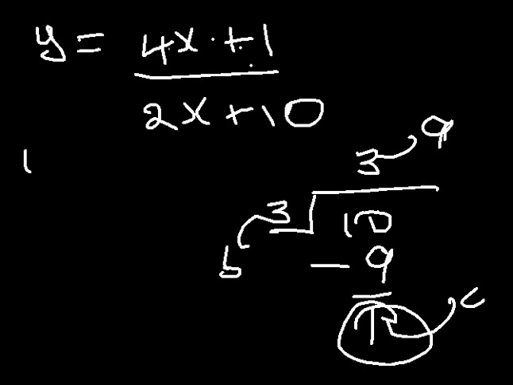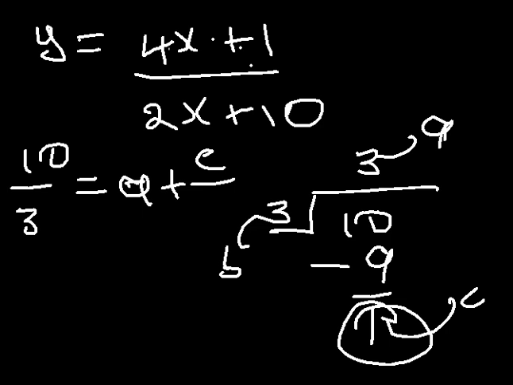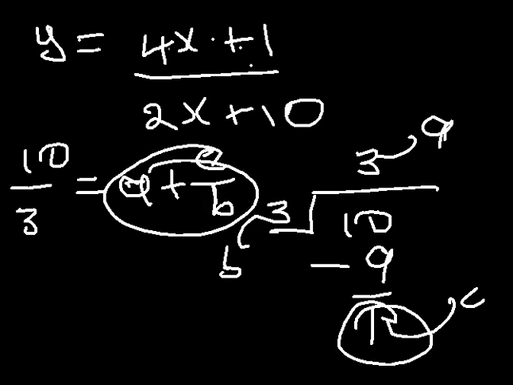Having 10 divided by 3, you should understand that it is the same as having the quotient, which is A, plus the remainder, which is C, divided by the divisor, which is given as B. That is the same, and you can also prove it.